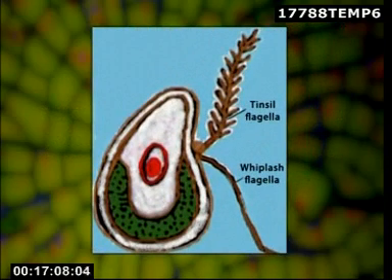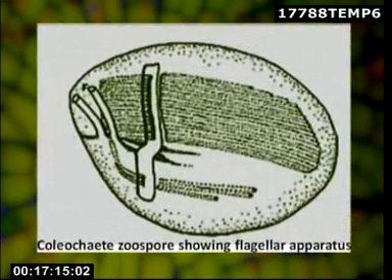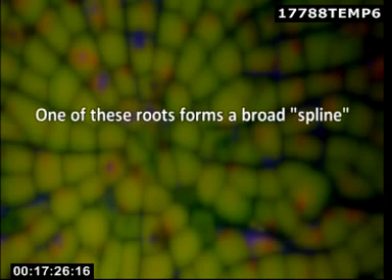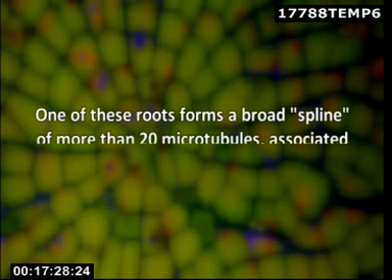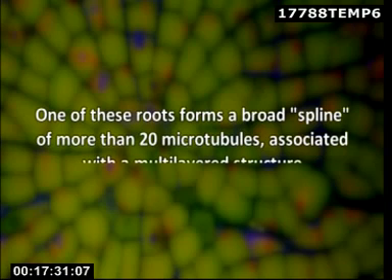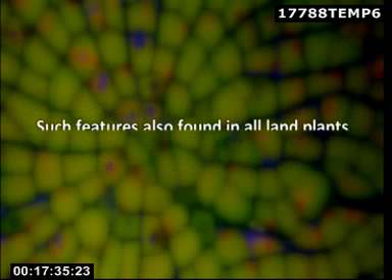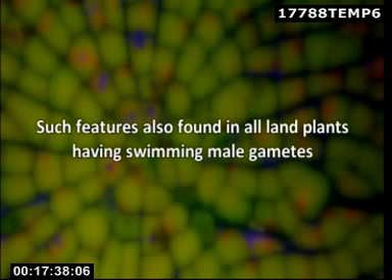The zoospores and male gametes bear minute polysaccharide scales on their cell surfaces. Their flagellar apparatus consists of two basal bodies projecting laterally from the cell in a V-shaped configuration and 1 or 2 flagellar roots. One of these roots forms a broad spline of more than 20 microtubules and is associated with a multi-layered structure proximally. These features are also found in all land plants that have swimming male gametes.